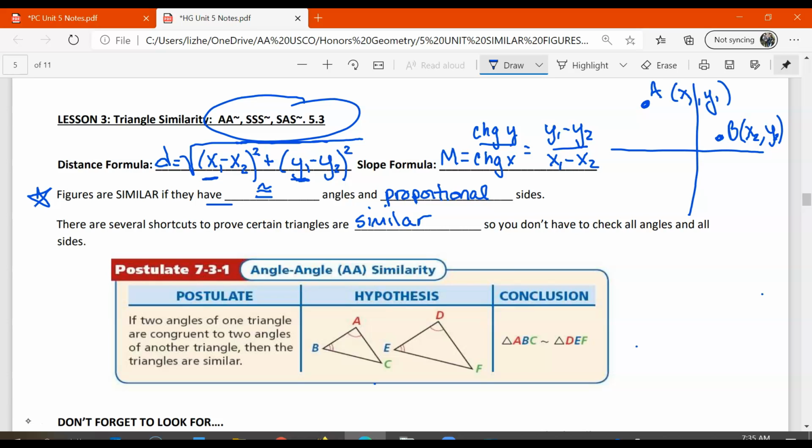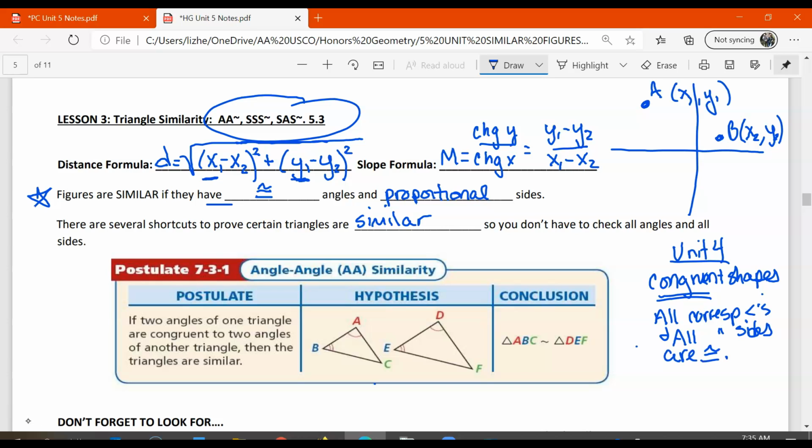So let's step back to Unit 4. Unit 4, we did congruent shapes, which when they're congruent, all, well, I shouldn't say all, sorry about that, all corresponding angles and all corresponding sides are congruent. So just keep that separate. There's two different things we have. We have congruent and we have similar. Last unit was congruent, this unit's similar.